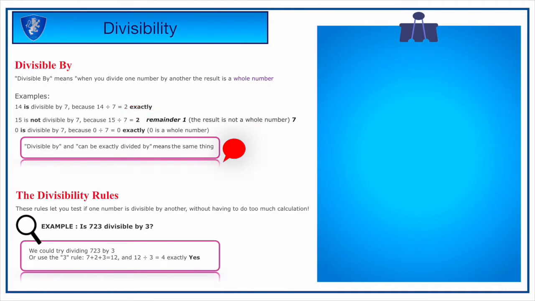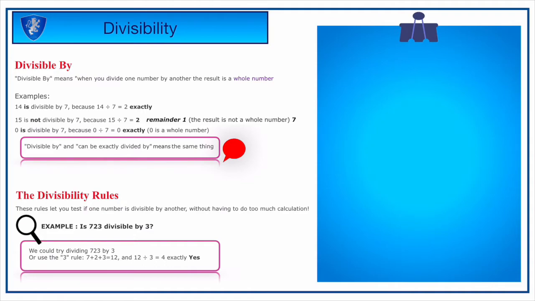Whereas 15 is not divisible by 7, because if you divide by 7, yes, it goes in, 7 goes twice, but you're left with 1 remainder here. So therefore, the result is not a whole number. So we would say that 15 is not divisible by 7.